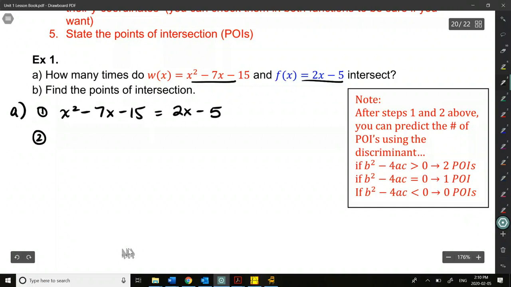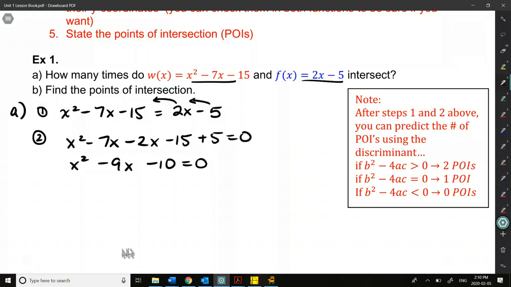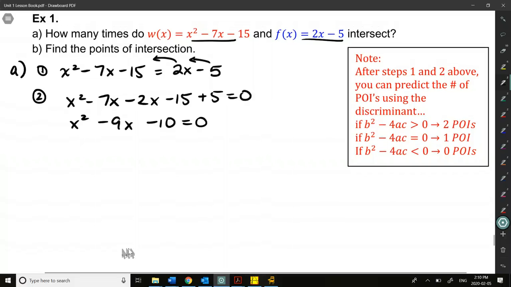Step number 2, we're going to move everything to one side. So I'm going to move the 2x and the negative 5 over. And we're just going to gather up all the like terms. Okay, we're going to do a quick little prediction here.